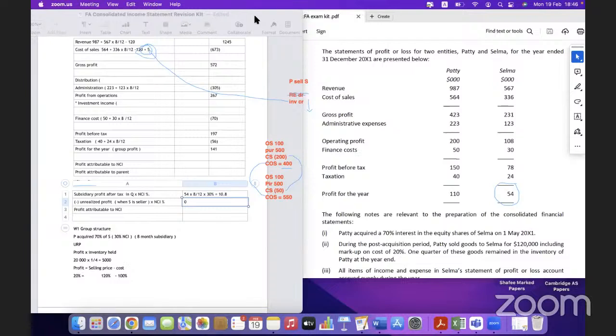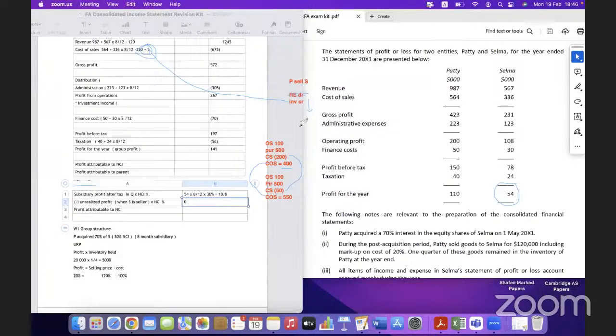Now coming back to the point, if parent sells to subsidiary, can you guys see, is the NCI getting affected? Now see, guys, if parent sells to subsidiary, this is a double entry, right?